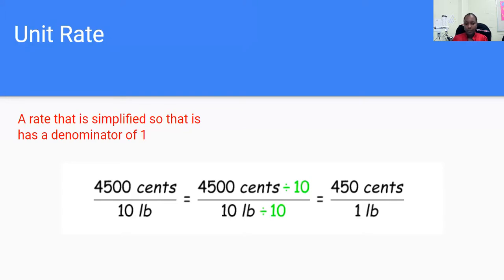So let's look at this example. 4,500 cents compared to 10 pounds. So if we simplify that by 10, because look, they both end in a 0, right? So I know I can divide by 10. If I divide both of them by 10, I get 450 cents to 1 pound. So that is the ratio. For every 450 cents, it equals 1 pound in this example.